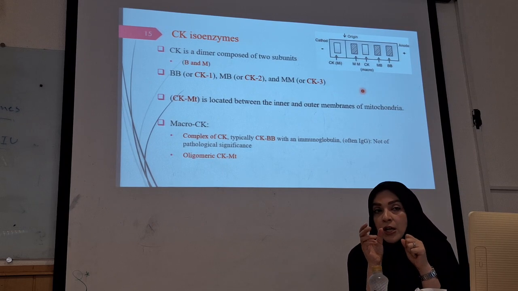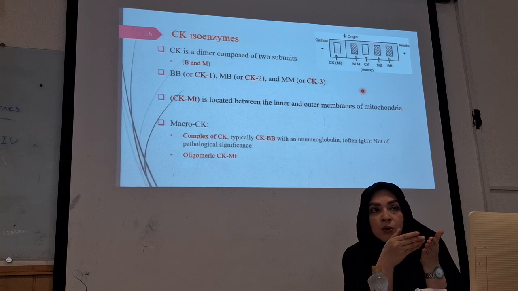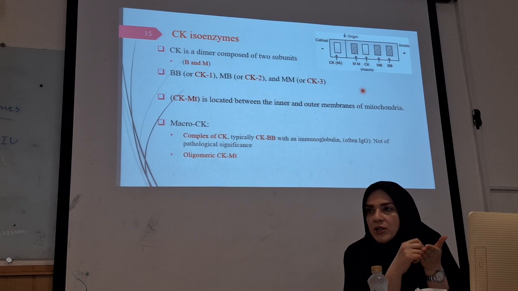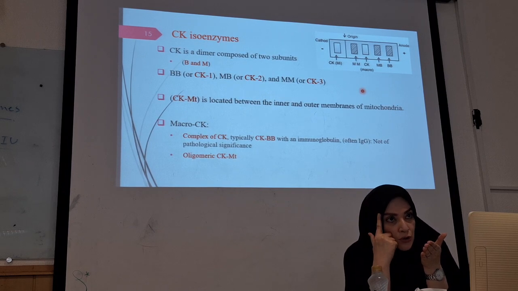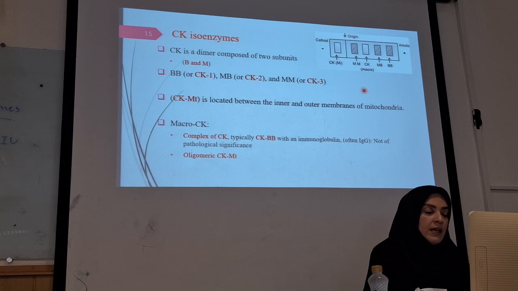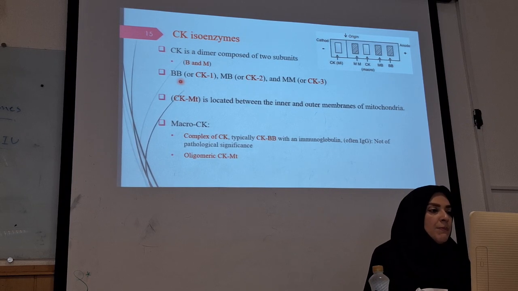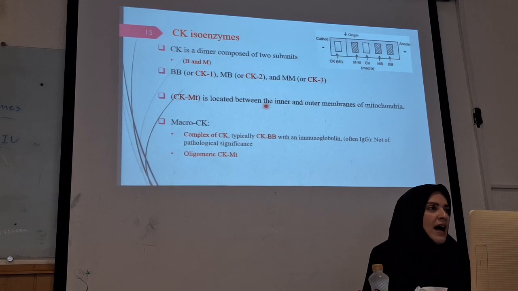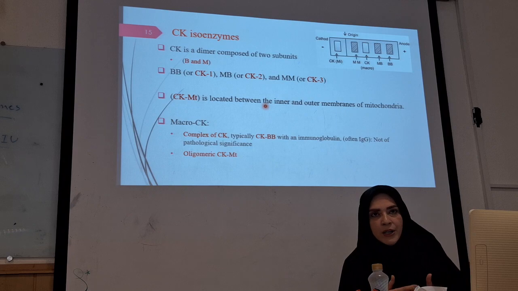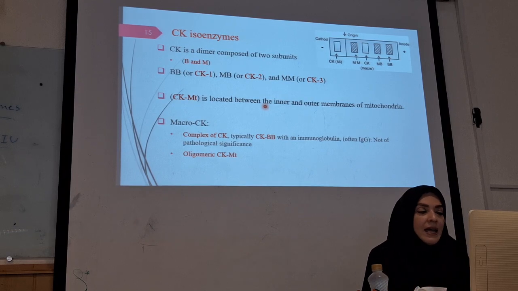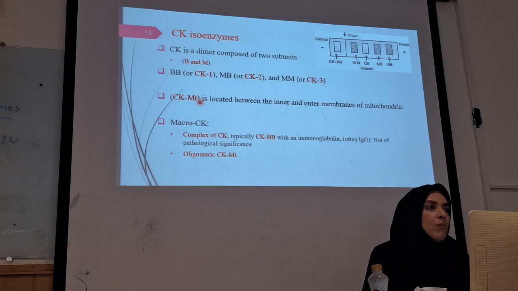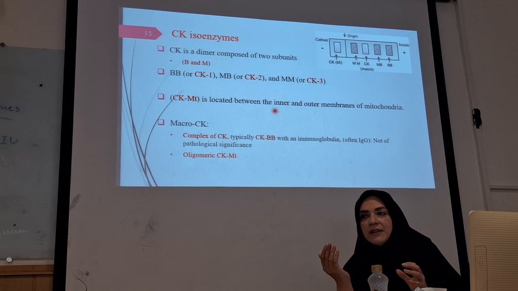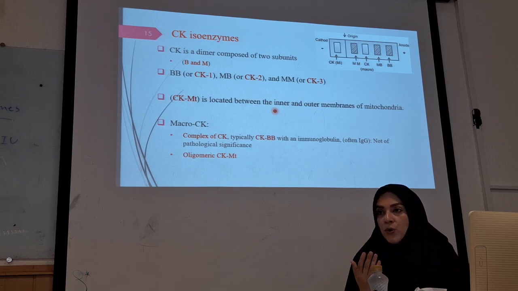As a physician, you have to memorize this because you have to interpret the result, and some laboratories just write the report as creatine kinase 2. So you should know which of them is actually MB, which is BB, and which is MM. These are very, very important for your next years because you have to interpret the results of your patient accordingly. And also we have another kind. This is a mitochondrial creatine kinase, located between the inner and outer membrane of the mitochondria.